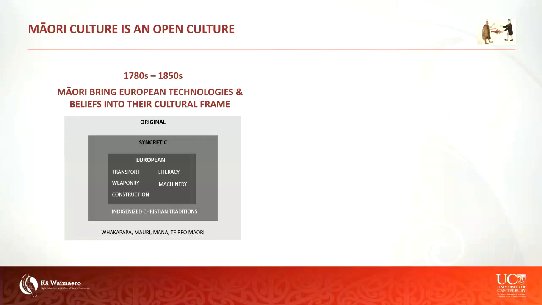The first one is what was retained: strong elements of Māori culture. There are lots of elements, but I've just included the ones I've talked about today. So whakapapa, mana, te reo Māori were retained during this period. Then there was a whole lot of European technologies that were brought in, like transport, weaponry, literacy, machinery, construction. And all of these elements were brought into Māori culture.